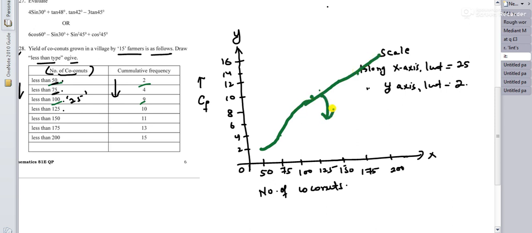Join it and you have to mention it here as less than ogive curve. That's all. There's no need of joining it with a scale, just draw it freehand. I hope it's clear. Moving to the next question.